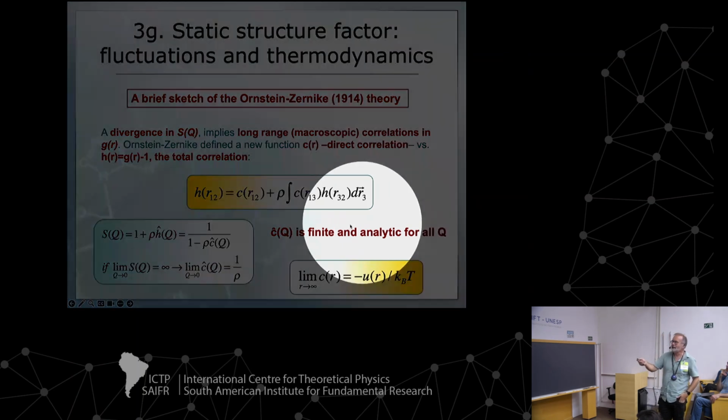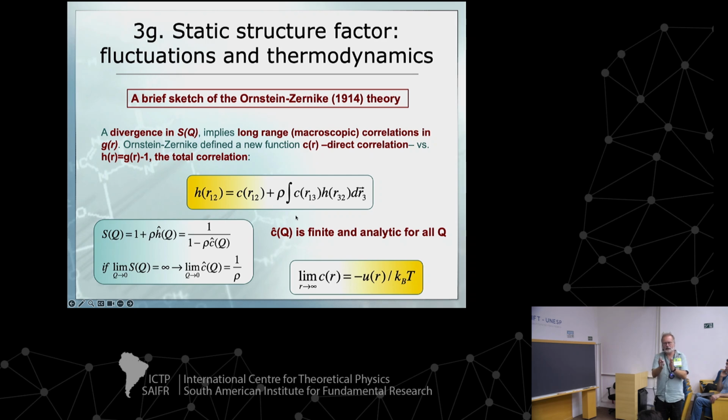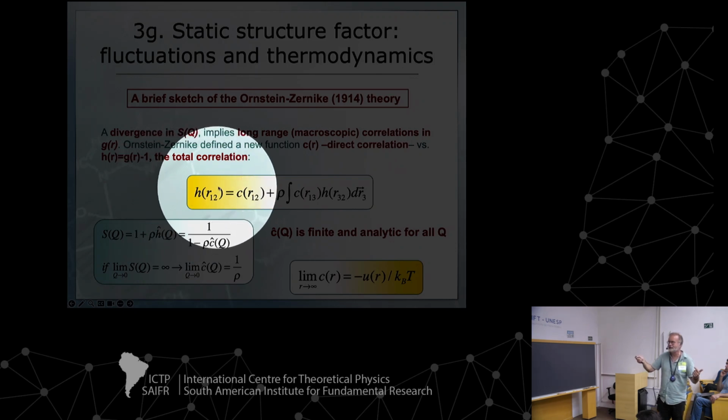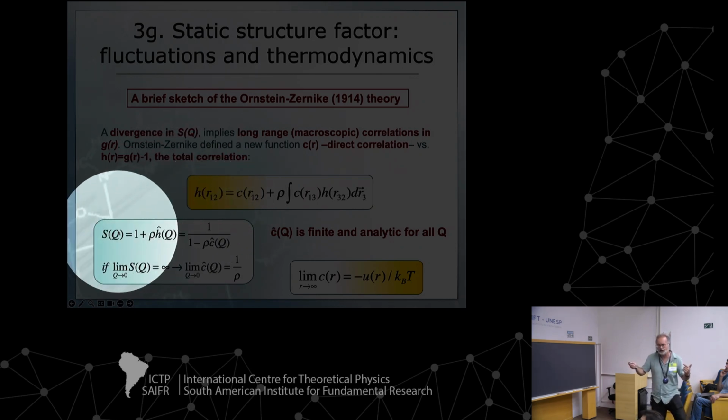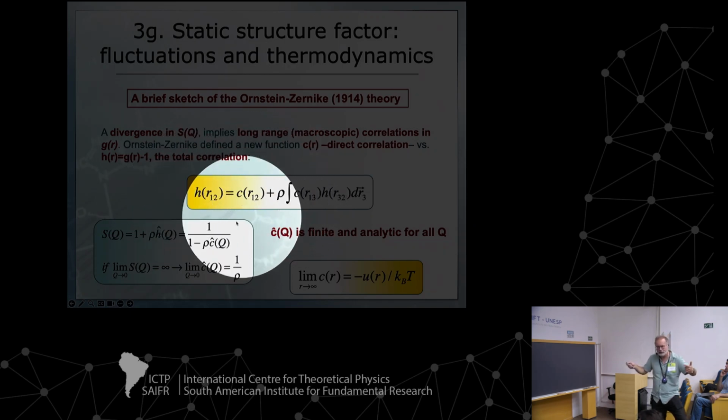This is telling you that C of R, in the end, will represent direct correlations between two particles. And this is the pair distribution function minus 1. It's typically called the total correlation function because it includes direct correlations, correlations mediated by one particle, by two particles, three particles, and on and on and on.